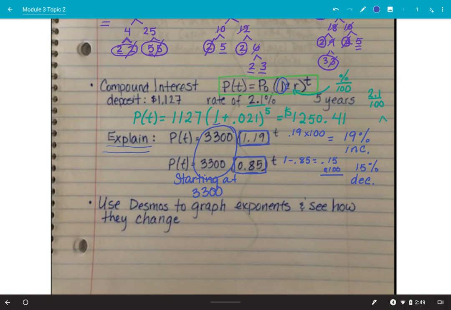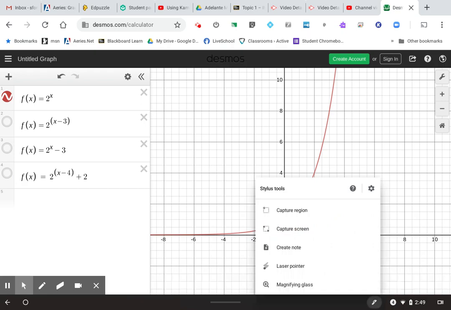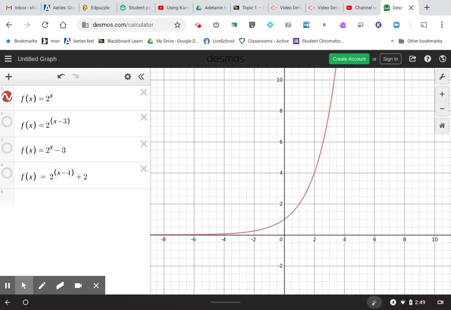Okay, last one on this one, it says use Desmos to graph exponents and see how they change. So this is very similar to topic 1, where you're going to want to use Desmos. So here I have the first equation. I'm going to use my laser pointer. So here is 2 to the x. Now, if I put a minus 3, just like before, if it's with the x, it's the opposite. So this means it's going to go to the right 3, and that's how you're going to explain it.